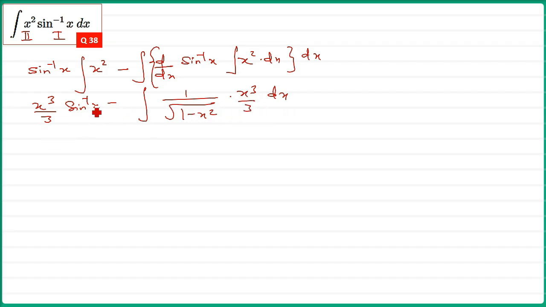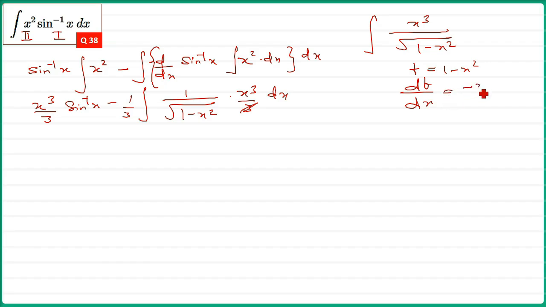We have a 3 in both the terms. So we are integrating x cube divided by under root 1 minus x square. 1 minus x square can be taken as t. dt by dx will give you negative 2x. That means negative dt by 2 will be x dx.